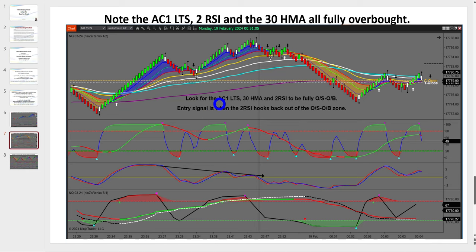So look for the anchor chart one long-term stochastic, 30 HMA and 2 RSI to be fully overbought or oversold. The reason I put that there, that can be a really good indication of a potential reversal. So when you're in the 80-20 zone and you've got your long-term stochastic, 30 period Hull and the 2 RSI and you get a hook, you may very well be heading towards a reversal. See over here, it was trending up but they weren't overbought, it wasn't till over here.